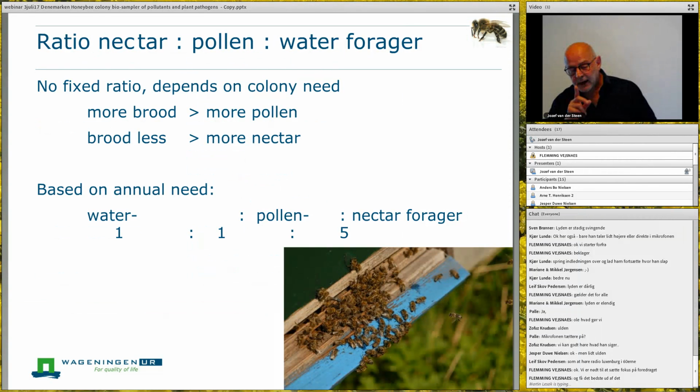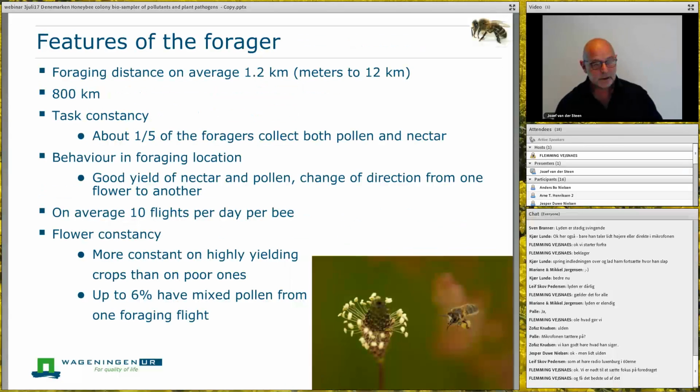It's about collection, and as you have seen about the amounts that the bees were collecting, you can see that the nectar foragers, as we can see here, I put the point on here. As you can see here, there are many more nectar foragers than water or pollen foragers. So the nectar foragers are really important when we use the honeybee colony as a biosampler for the pollutants and the plant pathogens.